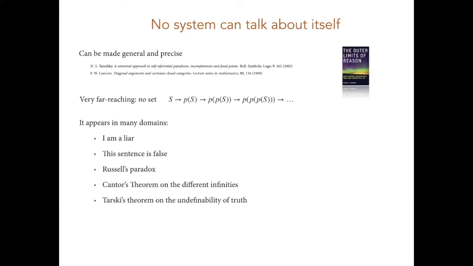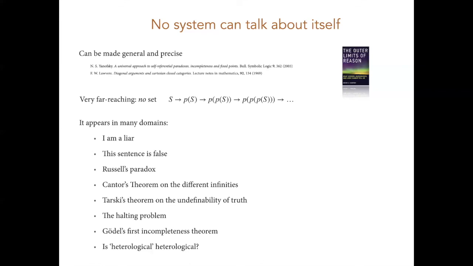Or Tarski's theorem on the undefinability of truth, or the halting problem. So if you assume that there's a machine that solves the halting problem, you can feed it its own source code and negate the result so that it holds if and only if it doesn't hold. So that's a contradiction. So therefore, no such machine can exist. Or Gödel's first incompleteness theorem.